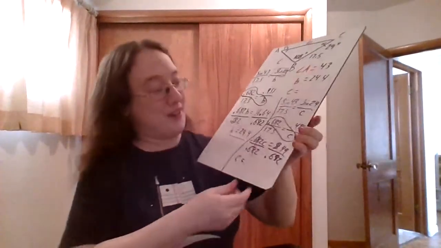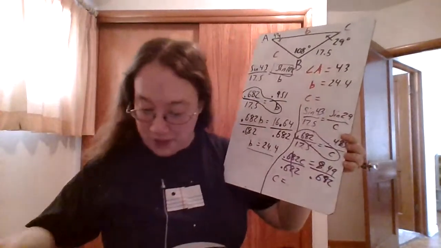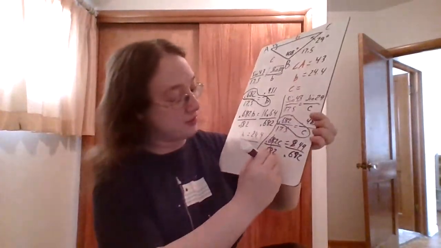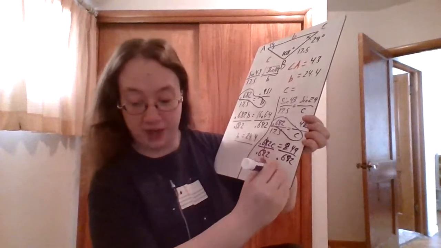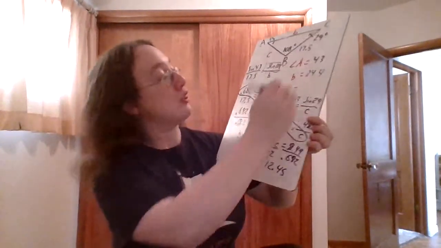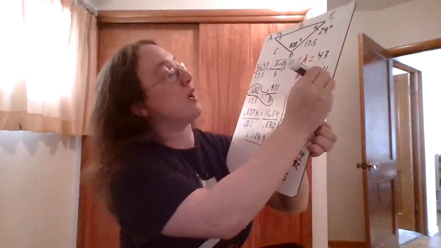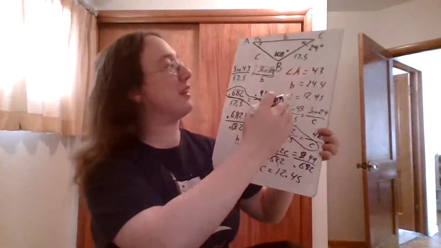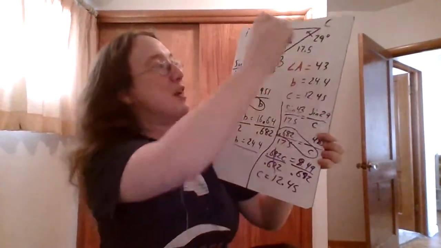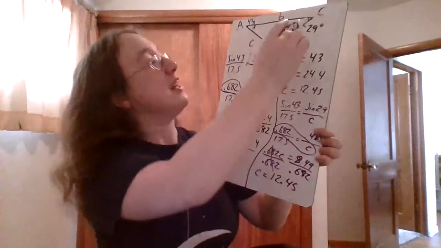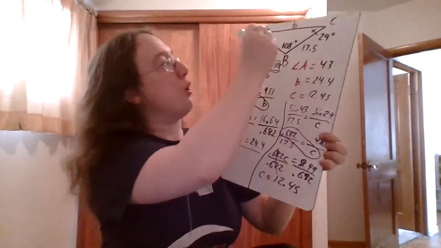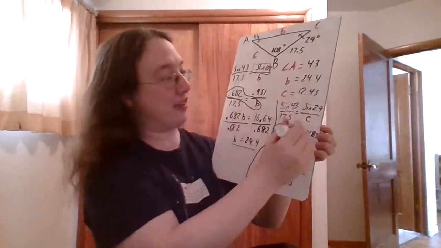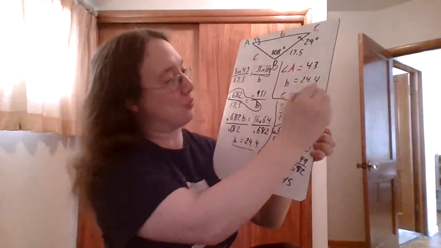Okay, alright, and we've got 8.49 divided by 0.682 is about 12.45. Yeah, 0.45. So we've got 12.45. And again, if we're looking back at that, that makes sense as an answer, even though this is definitely not drawn to scale, because our 29 is our smallest angle, that should be across from our shortest side, so C is our shortest side, and we're good to go.